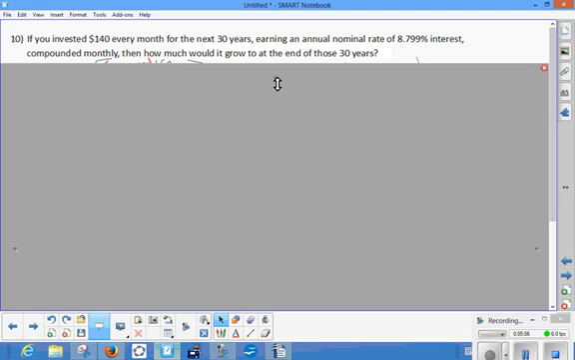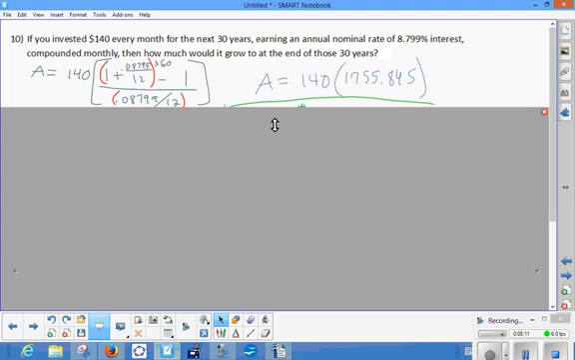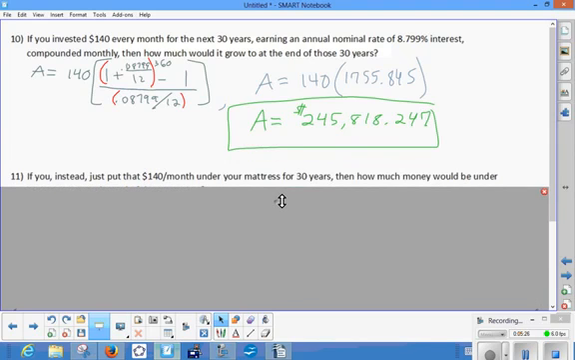This is the formula with a D in it. That's how you would enter everything. If you evaluate inside the brackets correctly, you'll have about 1,755. And after 30 years of putting away $140 a month, you would have almost $250,000. Number 11.